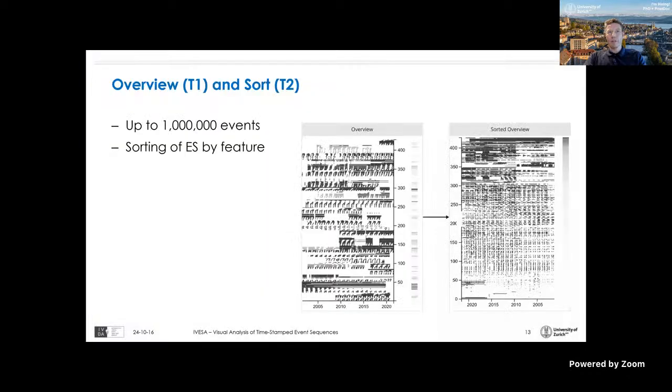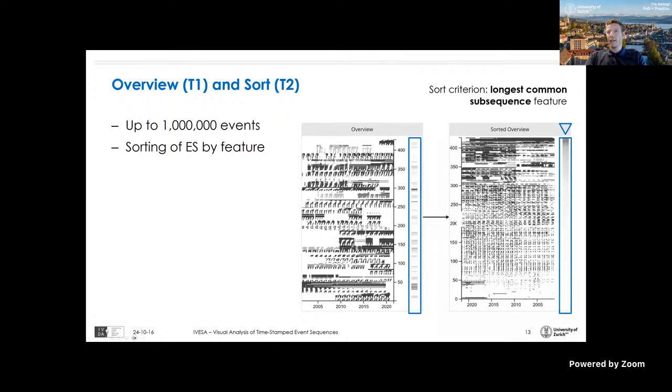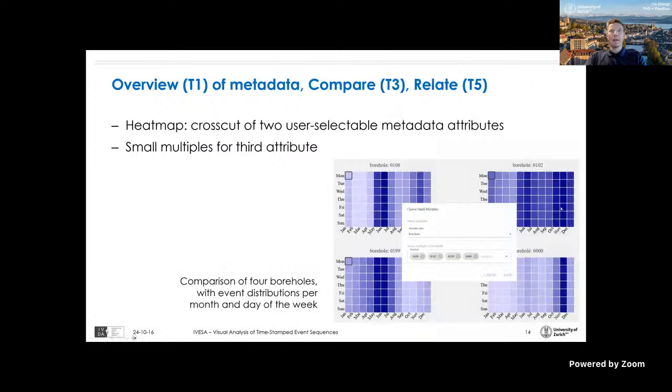This is an overview of the system of event sequences, up to 1 million of them. There could be, for example, an attribute by which you can filter and sort, and then you can see here that the system changes the representation and other patterns occur. This is the visualization of metadata and the metadata relation discovery. You can see that we cross-cut any 2 pairs of metadata that you want. And you can see here that events, for example, very often occur in June and July. So a pattern that exists in the data can be explained by just using seasonality. And we're using small multiples approaches for a third metadata criterion, which is in this case, the borehole.